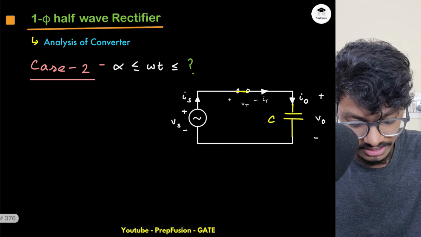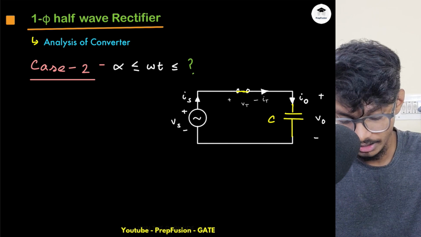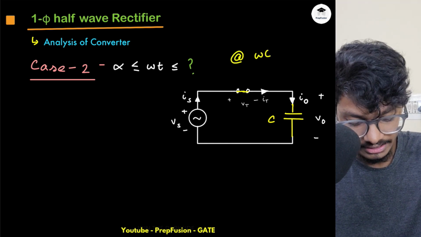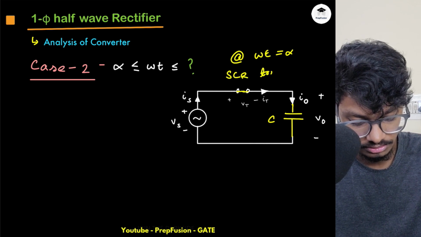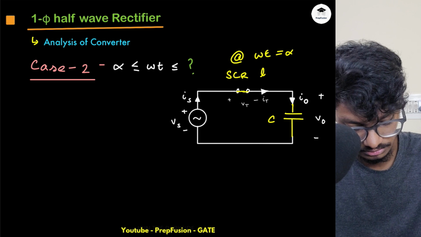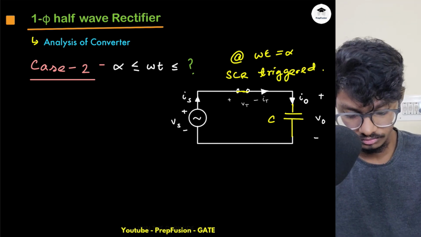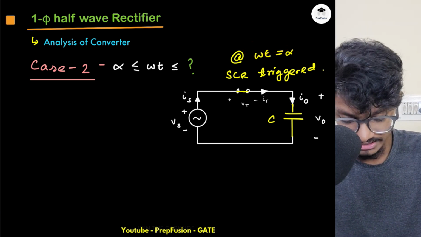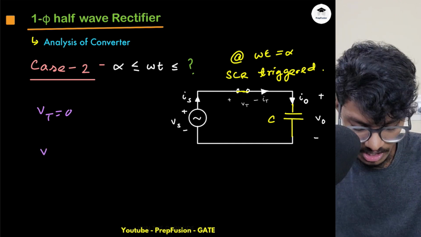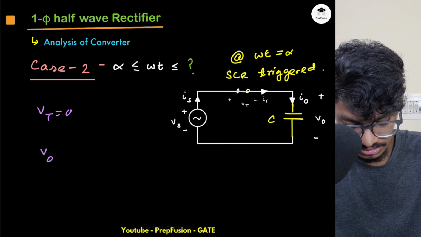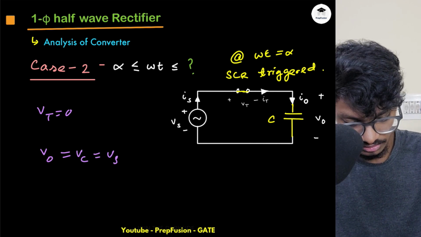Next is case 2, from alpha to question mark. We don't know what this question mark is. We'll understand this. So at omega t equals alpha, SCR is triggered. If SCR is triggered, my thyristor voltage will be 0, and what will happen? My output voltage equals my capacitor voltage equals my Vs, which is greater than 0.